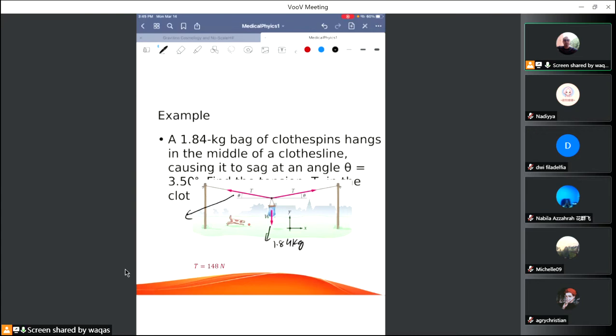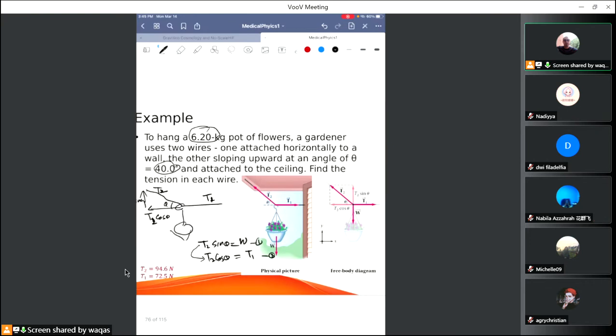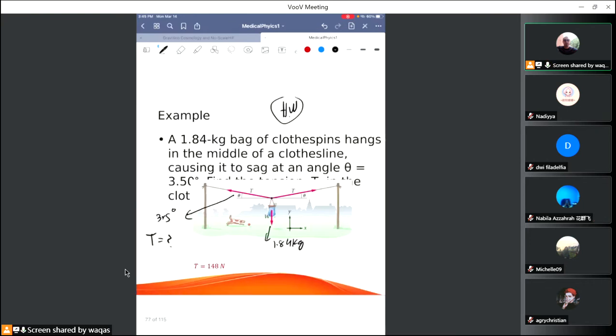So the angle theta is 3.5 degrees, and we need to find the tension. So again, you need to solve this, this is your homework. This question is almost the same as the one we had here, so first you need to do this.